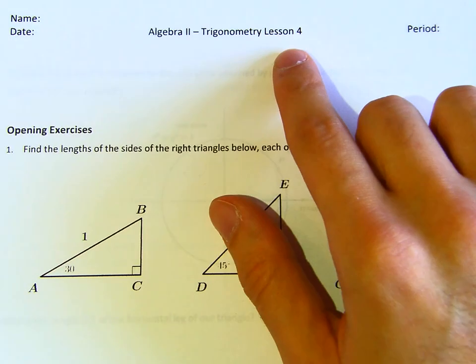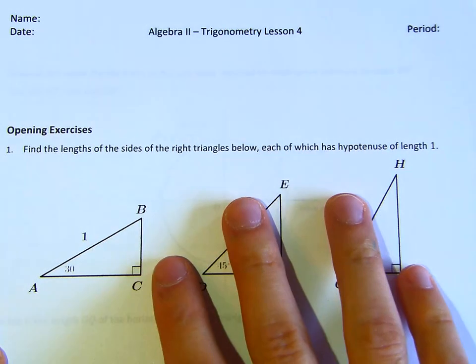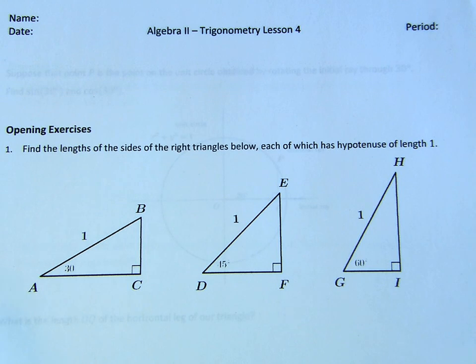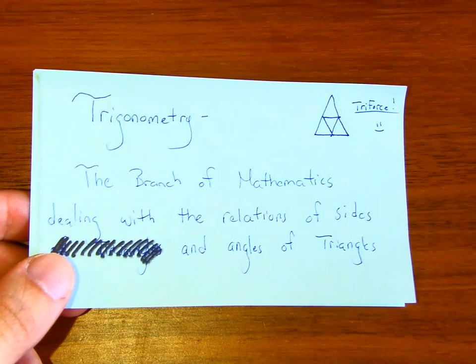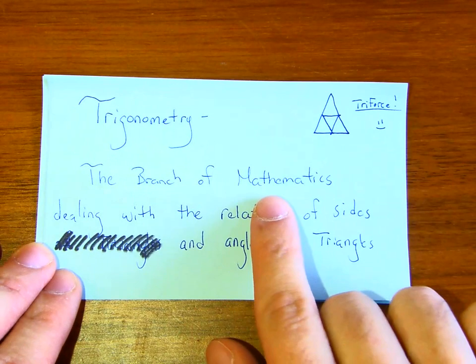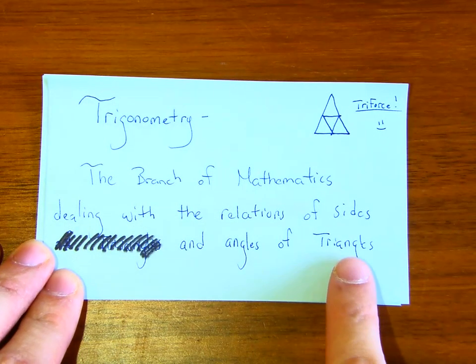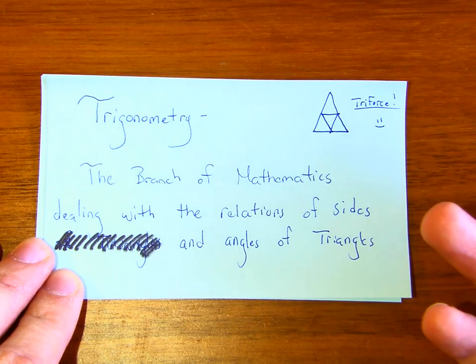Lesson number 4. Before we actually get into the worksheet of lesson number 4, we're going to have a little pre-lesson, just to get the basics of trigonometry. So, what is trigonometry exactly? Trigonometry is the branch of mathematics dealing with the relations of sides and angles of triangles. So we're going to be studying triangles within trigonometry.